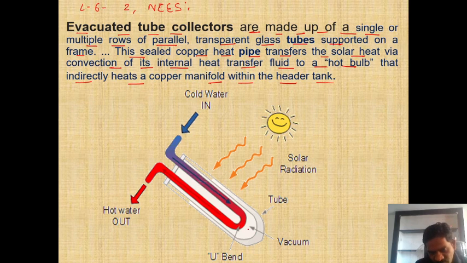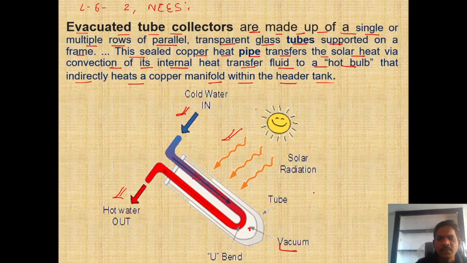So this is the vacuum. This is the vacuum. This is the copper U bend tube. This is the solar radiation. The solar radiation is incident on these collectors. This is the inlet of the cold water. This is the circulation of the cold water. After absorbing the solar radiation, the temperature will increase. This high temperature liquid travels through the tubes, and from this section the hot water will get out, and around this a vacuum is provided.